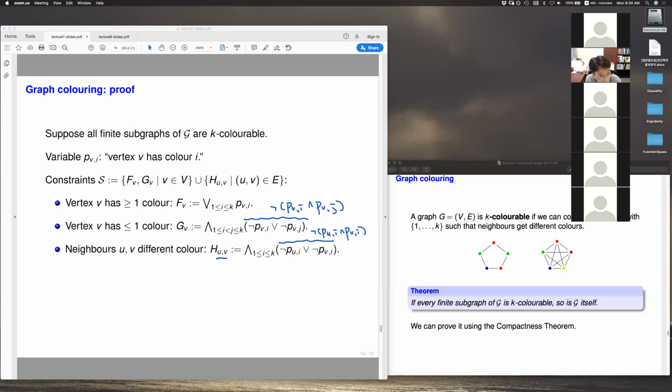So FV says each vertex has at least one color. The GV says each vertex has at most one color. Then HUV tells us every pair of vertices connected by an edge should receive different colors. So that's all these three formulas are telling us. And then by using these formulas, we can actually encode this colorability question into a satisfiability question in logic.